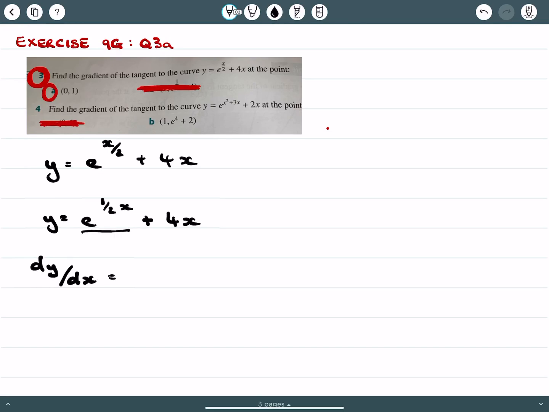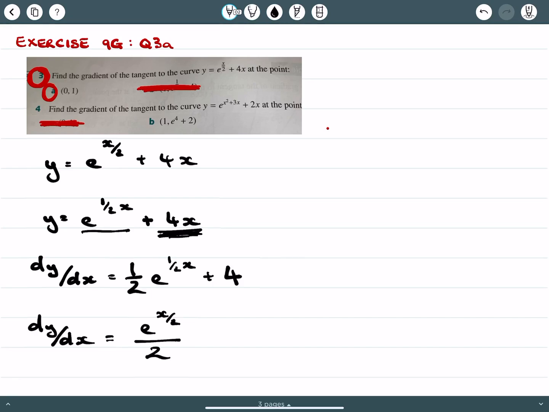So I'm going to deal with this in parts. With the first part, I have e to the half x, so I'm going to derive that. That half comes out the front. I still have e to the half x, plus 4. If I just deal with this section, the derivative of 4x is just given as 4. So I could rewrite dy dx as equaling e to the x on 2, all over 2, plus 4.